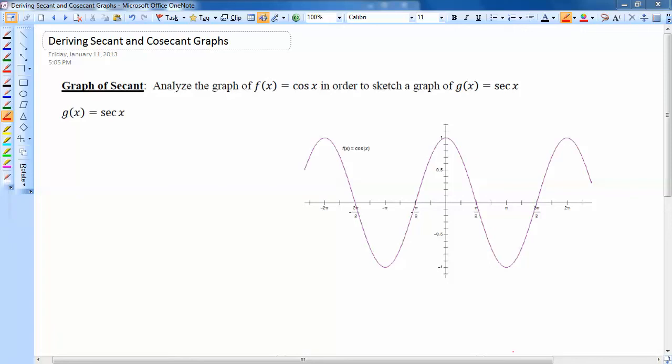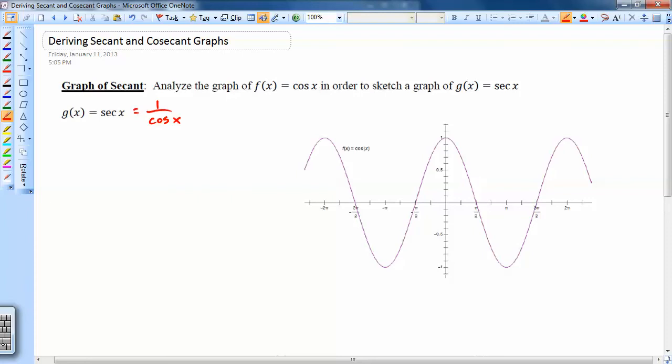Okay, so what I want to do in this video is analyze cosine's graph in order to sketch a graph of secant. And once we get the hang of how that works, it's actually pretty easy to sketch the cosecant graph. So cosine is already graphed right in front of us, and we can analyze cosine in order to get secant because they're directly related, since secant is 1 over cosine.